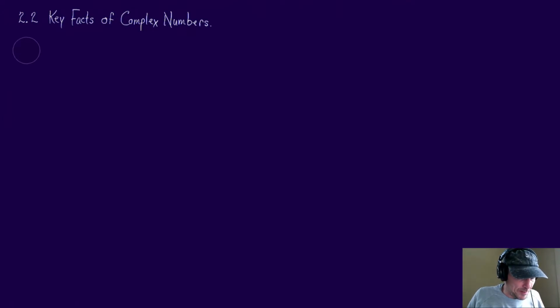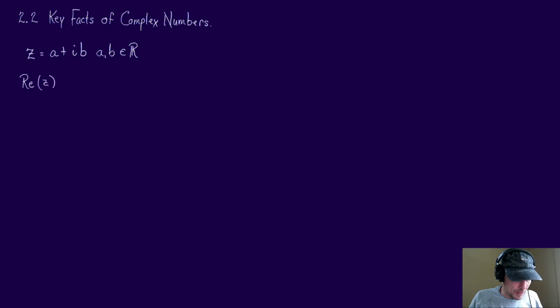We say a complex number z is equal to a plus ib, where a and b are in the real numbers, so they could be pi, or they could be 3, they could even be something like -2. And we say that the real part of z is a, and we say that the imaginary part of z is b.